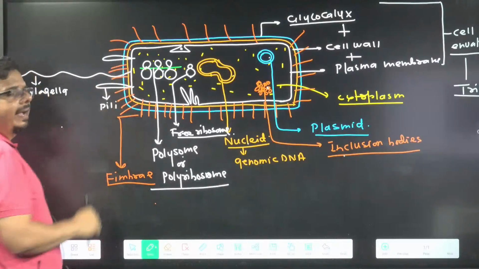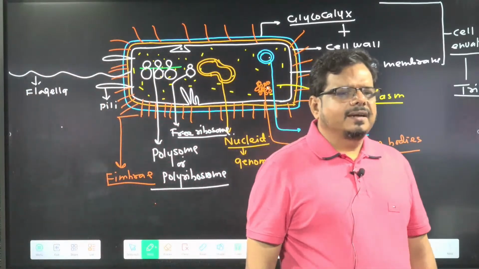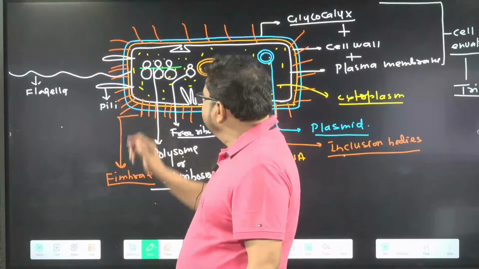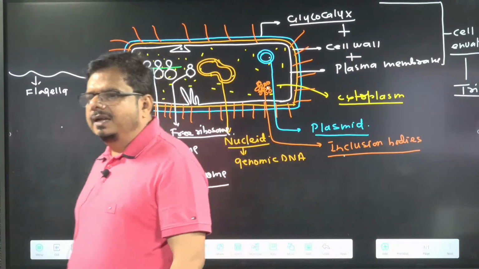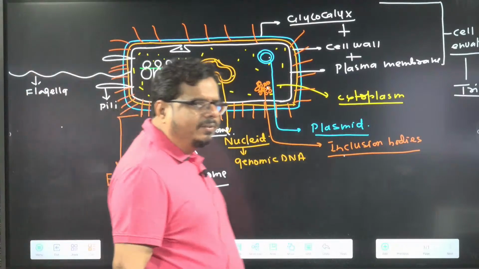So three kinds of extensions are present. Got the idea? And what are these extensions? These extensions are flagella, pili and fimbriae. Now we are going to decode each and every one, one by one.